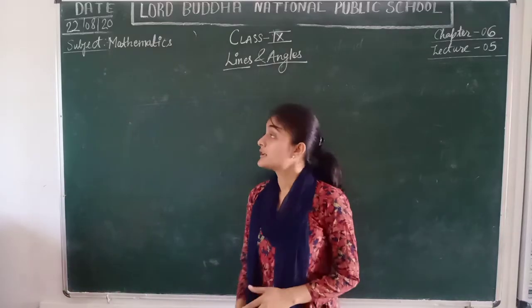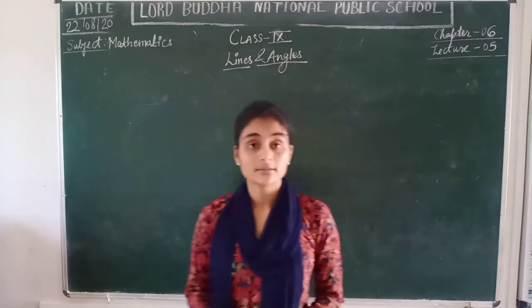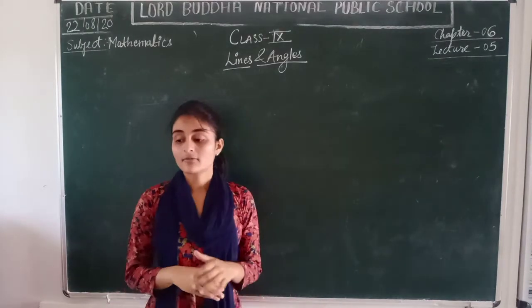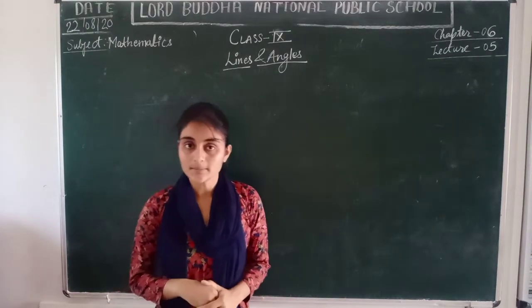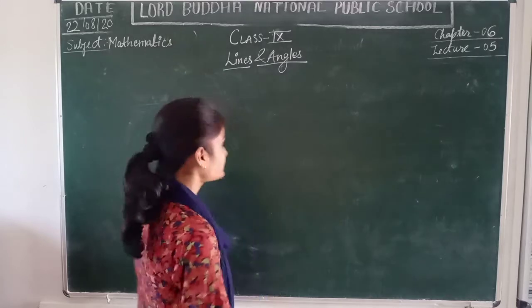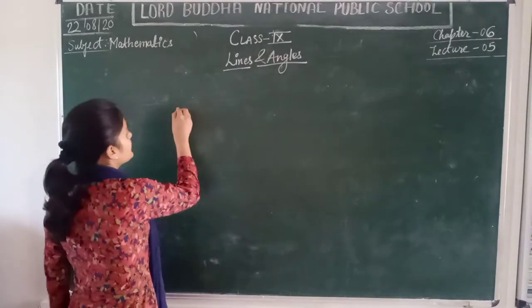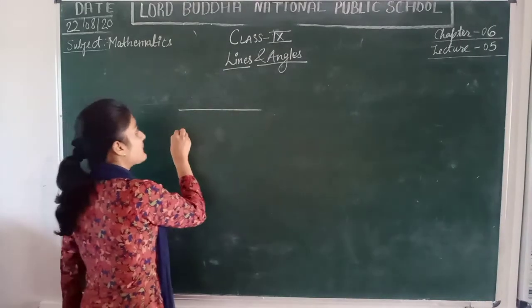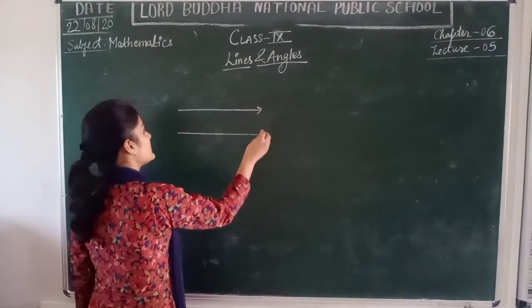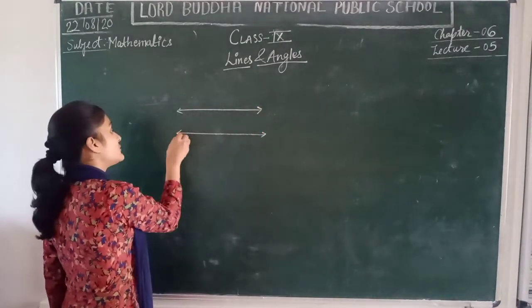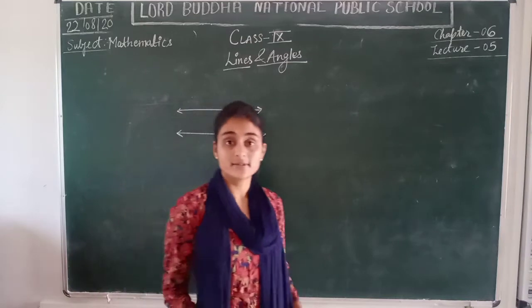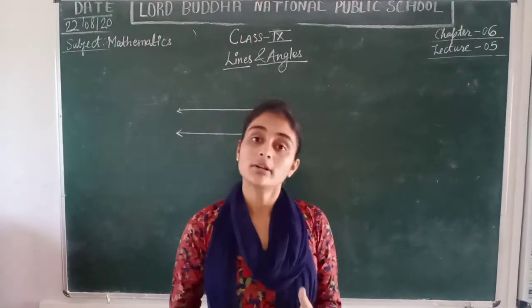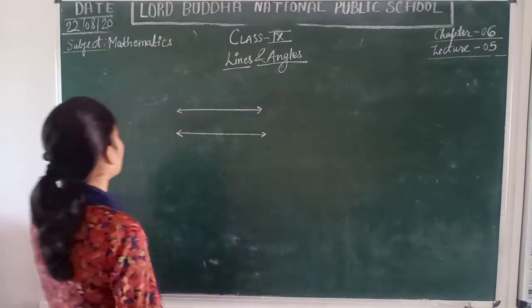Today we are going to continue our chapter Lines and Angles. In our previous class we completed our exercise 6.1. Now moving forward, first of all, let's revise what parallel lines are, because now we have to deal with parallel lines, transversals and the angles made on them. Okay, so what are parallel lines?